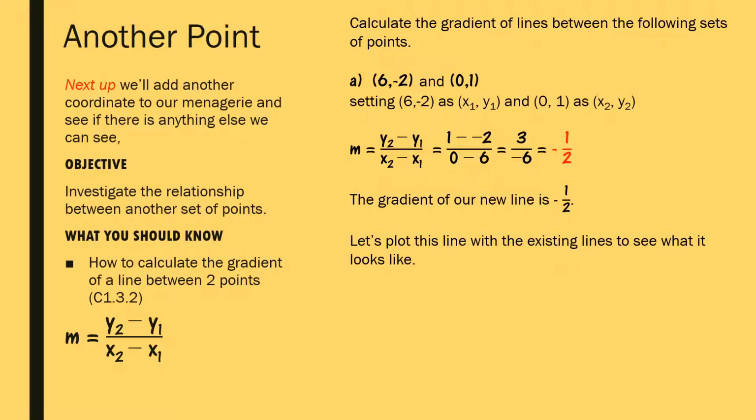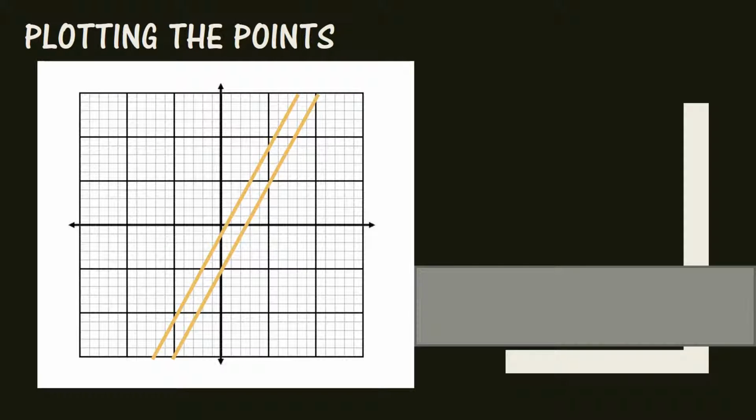And we're going to plot this line with the existing lines to see what it looks like. And if I do that, there's our existing lines. I'm going to plot (6, -2). I'm going to plot (0, 1), and I'm going to draw a line going through the two.